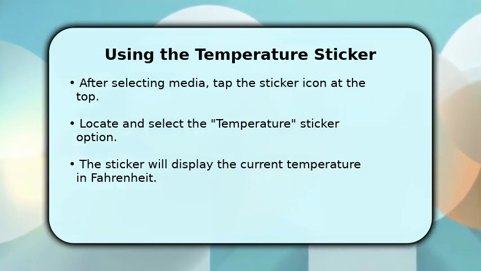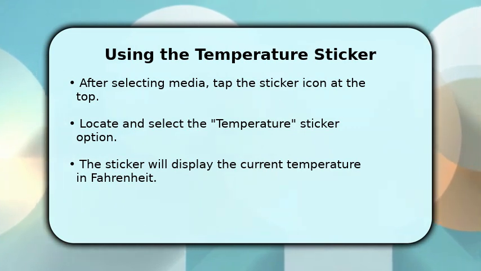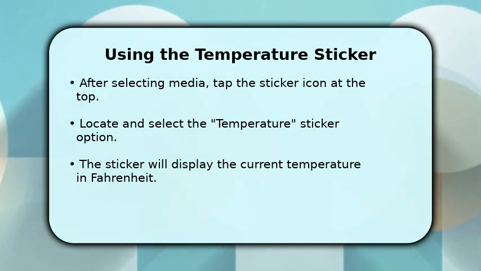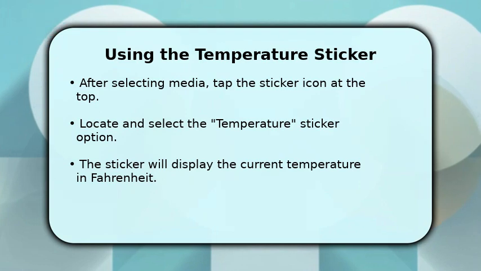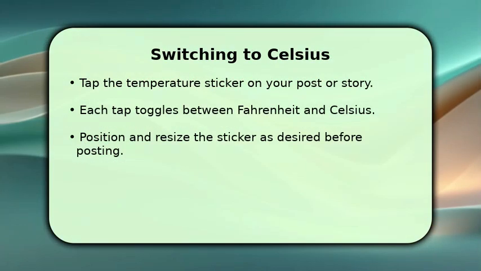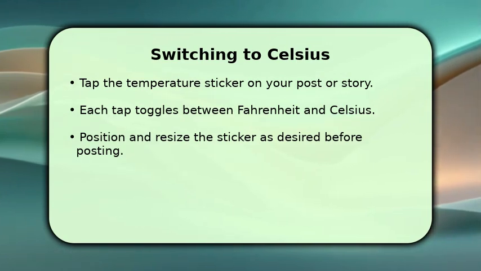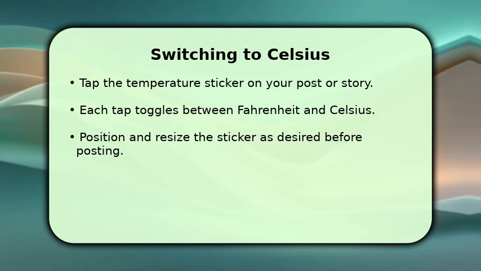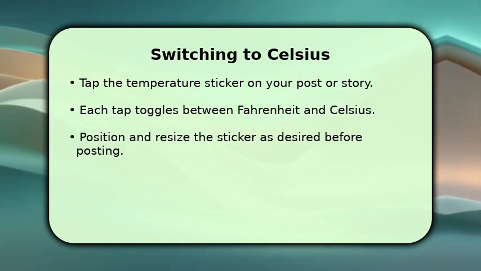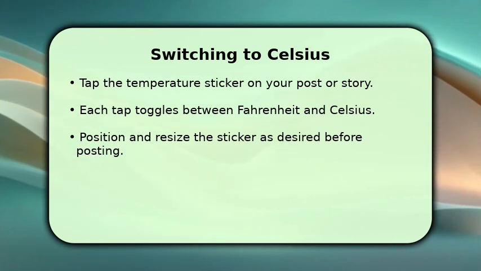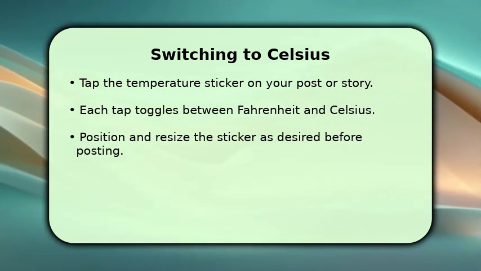Initially, this sticker will likely show the temperature in Fahrenheit, which is the default setting for many users. Don't worry, changing it to Celsius is very straightforward. To change the temperature display from Fahrenheit to Celsius, simply tap the temperature sticker directly on your post or story. Each tap will toggle the unit between Fahrenheit and Celsius, allowing you to easily select your preferred measurement.